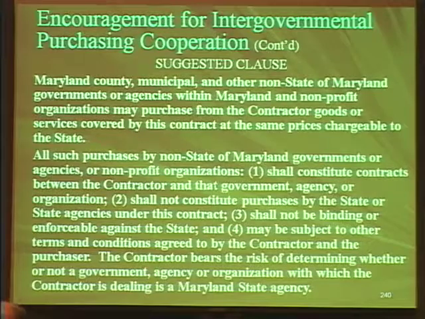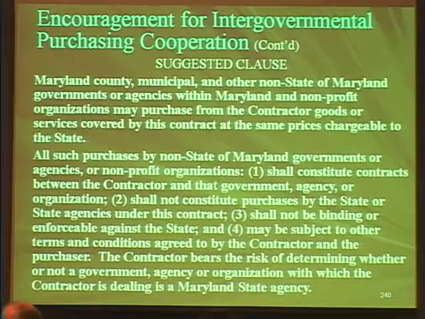Key to this is they get to use your contract, but you have no obligations and no baggage because they do, other than the fact that usually we can benefit by their additional purchases. So this is something that hopefully is all benefit and no extra effort involved. 2, shall not constitute purchases by the state or state agencies against the contract. 3, shall not be binding or enforceable against the state. And 4, may be subject to other terms and conditions agreed to by the contractor and the purchaser. The contractor bears the risk of determining whether or not a government agency or organization with which the contractor is dealing is a Maryland state agency.